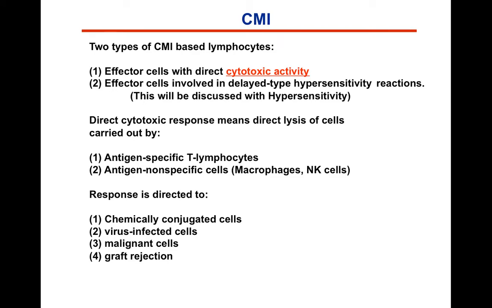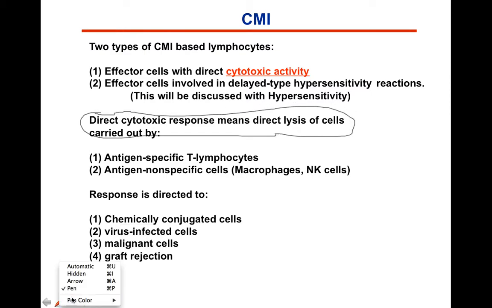This direct cytotoxic activity means the direct lysis of the cells that is carried out. This involves antigen-specific T lymphocytes, and we've seen how that can happen through the T cell receptor. And antigen non-specific cells such as macrophages and NK cells. I want to point out here that macrophages are antigen non-specific cells. The only antigen-specific cells are T lymphocytes and B cells. Now this response is directed to chemically conjugated cells. This can happen, as you'll get a type 4 hypersensitivity reaction, as we'll see later. Virus-infected cells, malignancies, and graft rejection.